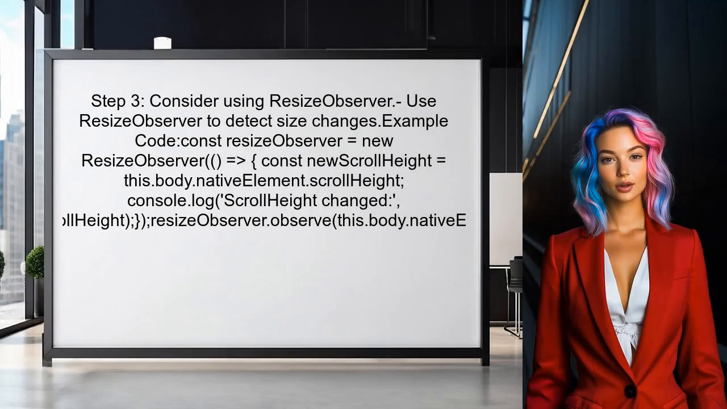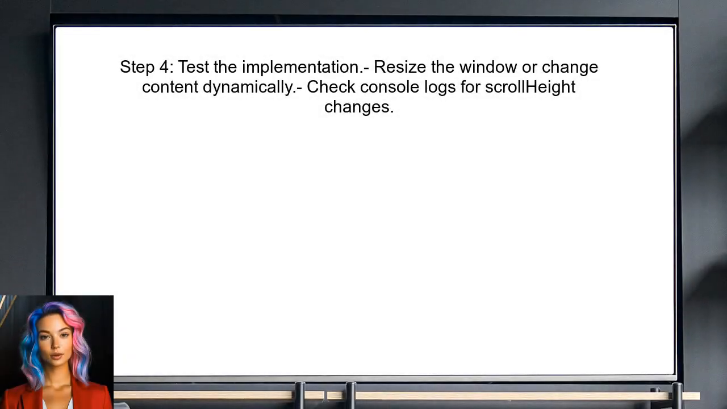Additionally, the user should consider using a resize observer alongside the MutationObserver. This will help detect changes in the size of the element, which can affect the scroll height. Finally, the user should test the implementation by resizing the window or changing the content dynamically. This will help confirm that the scroll height changes are being detected as expected.